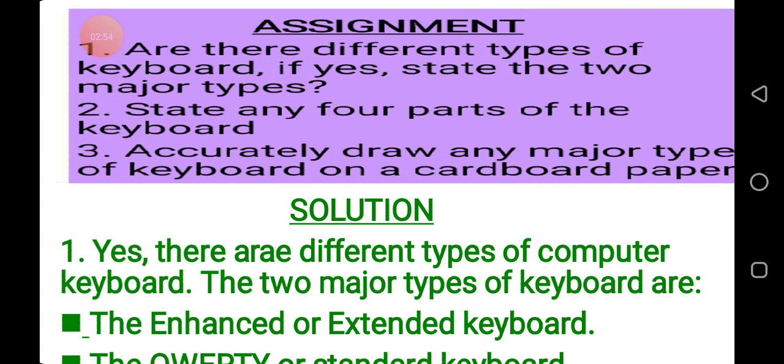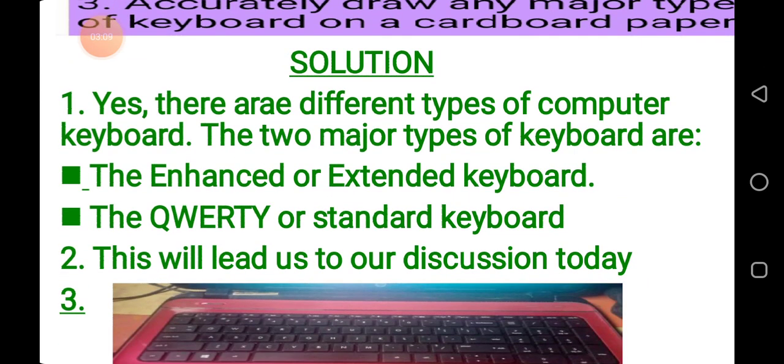By way of solution, number 1, the answer is yes, that there are different types of computer keyboard, and we have 2 major types of computer keyboard, which are the enhanced or extended keyboard. Some people also know it as the customized keyboard. Then number 2, we have the QWERTY or standard keyboard. Okay, so the 2 types of keyboard.